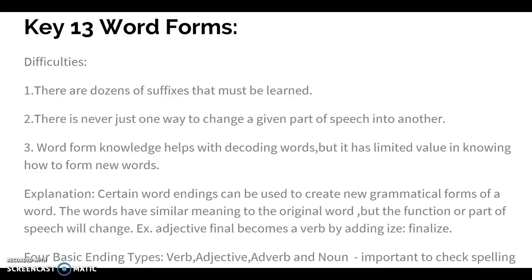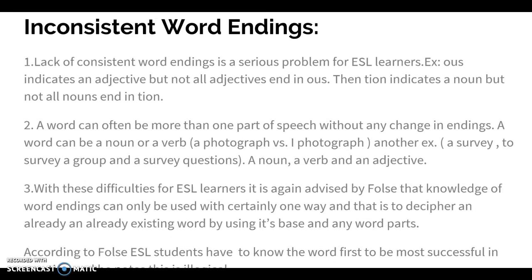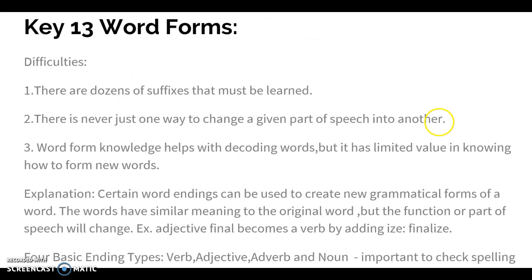Word form knowledge helps with decoding words, but has limited value in knowing how to form new words. For example, certain word endings can be used to create new grammatical forms and actually change the meaning of the original word, or they can help explain the meaning of the original word. But the basic idea is to make the understanding easier for the ELL. And by doing this, it's very important to understand how you must teach this to the ELLs.